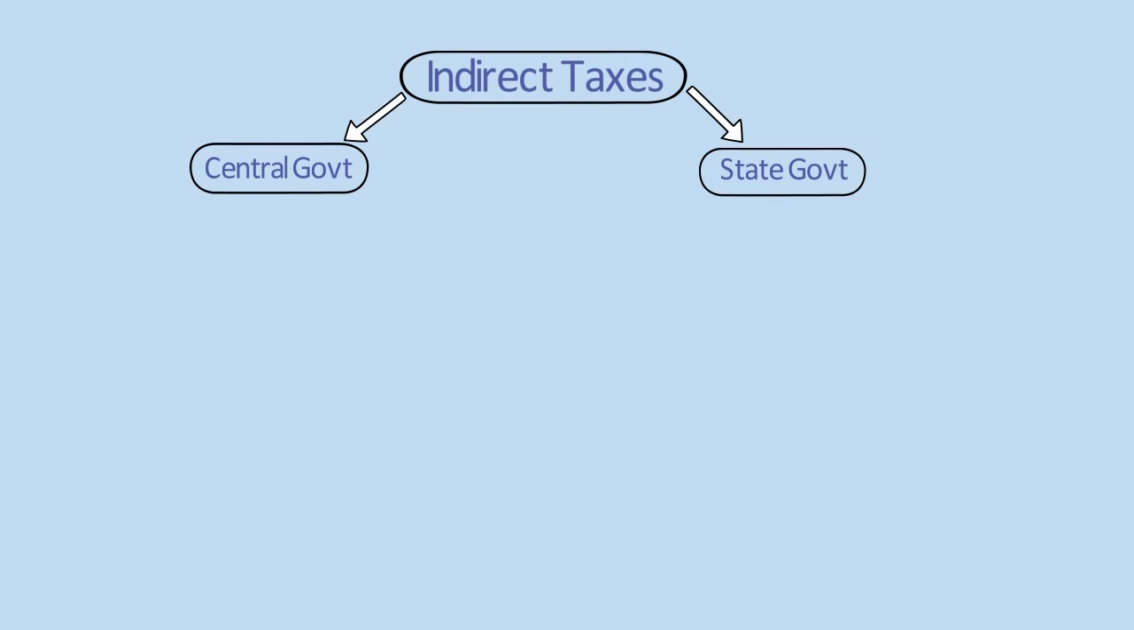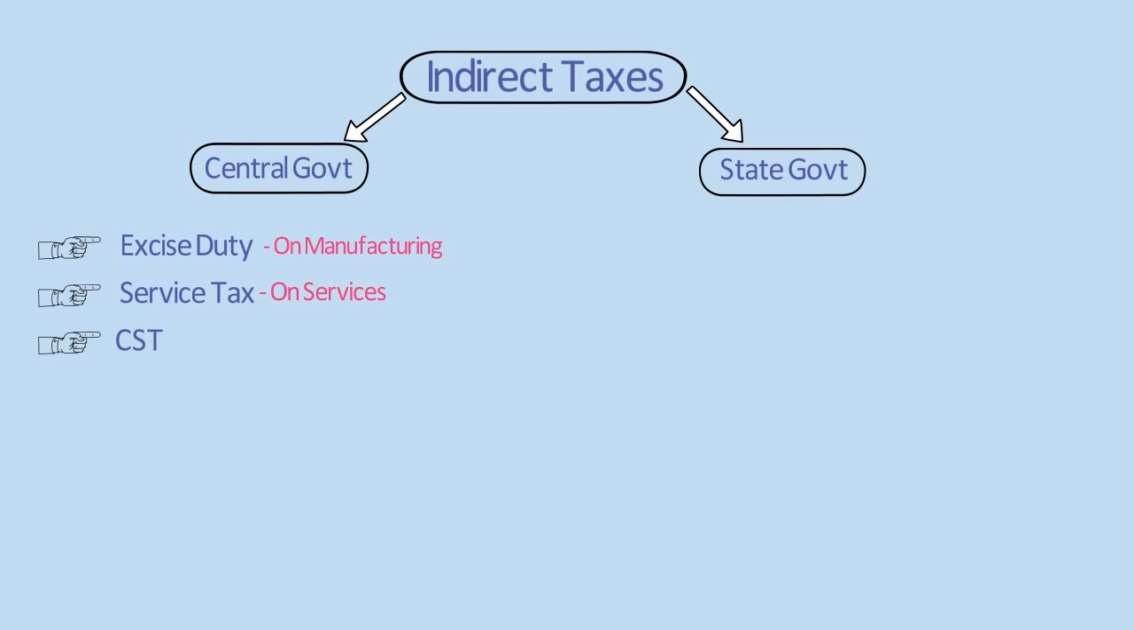Some major indirect taxes levied by central government are excise duty. It is charged on goods produced or manufactured in India. Service tax, it is charged on provision of services. Central sales tax or CST, it is charged on interstate sale of goods, that is when goods are sold from one state to another. Custom duty, it is levied on imports and exports of the goods.